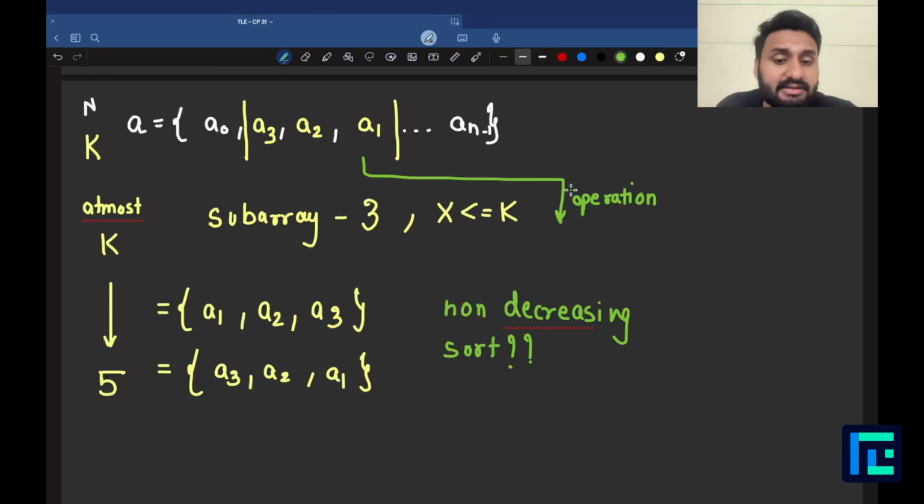And if I can sort, I would want to print a yes. And if I cannot sort, then I want to print a no. In this case, I want to know.